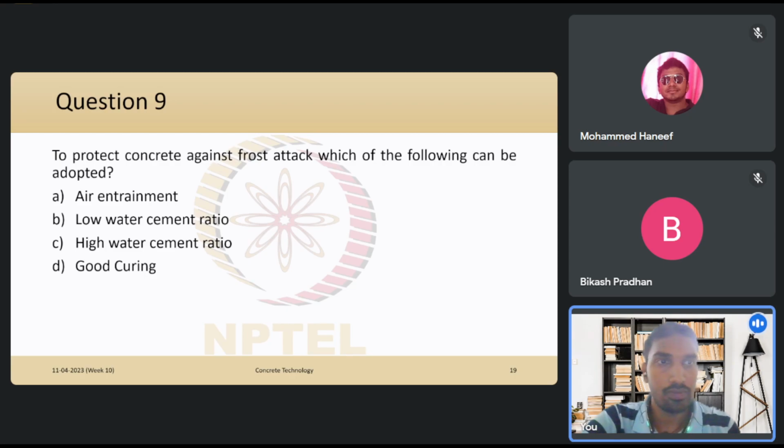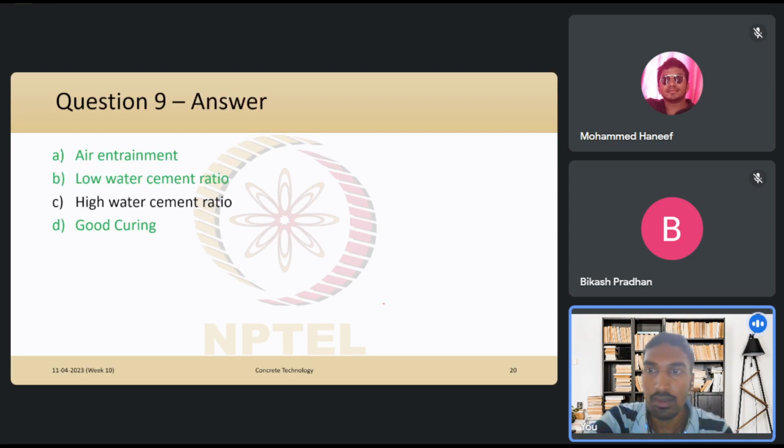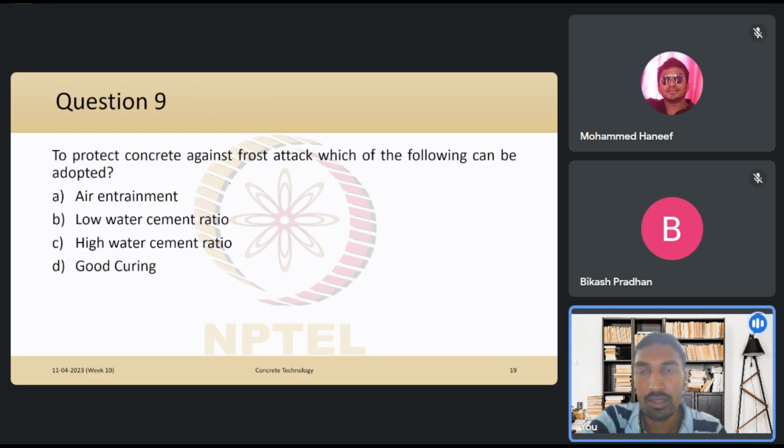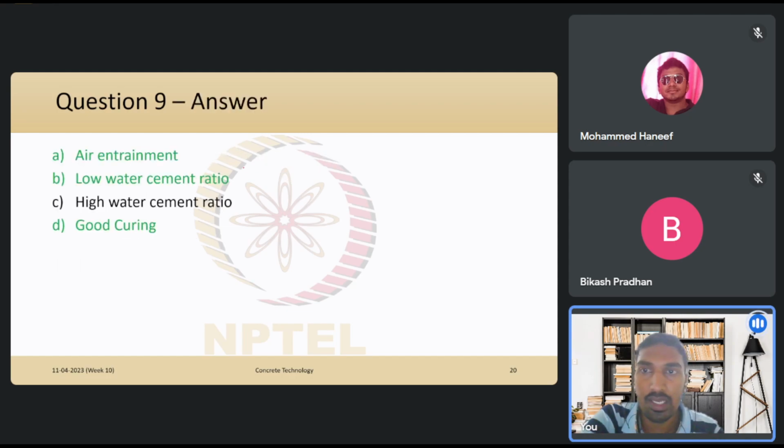Okay, we have two votes for options A, B, and D. So the right option is also all three, A, B, and D. We already saw the factors which control or are related to frost attack. We said one is the environment, curing conditions, and also the age, right? In relation to that, we have these factors which help us in controlling the effect of those factors.